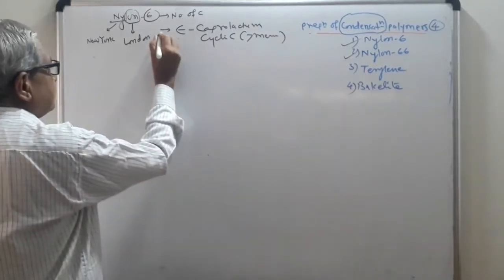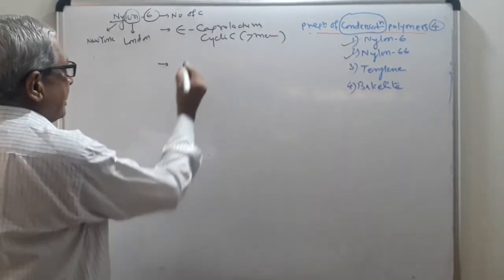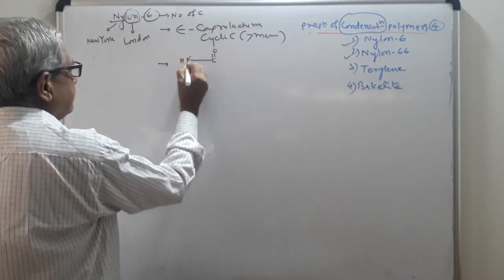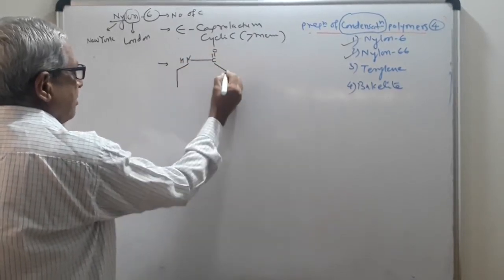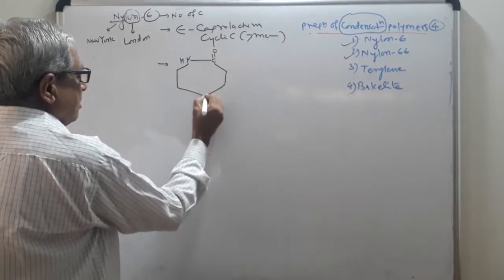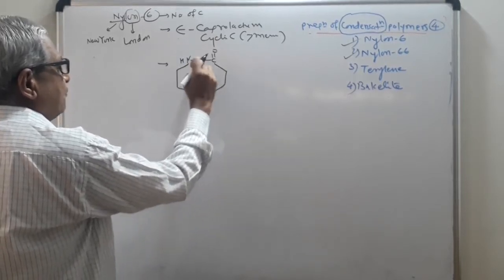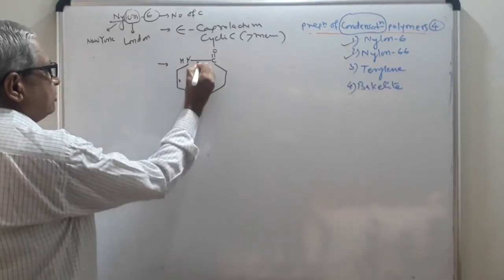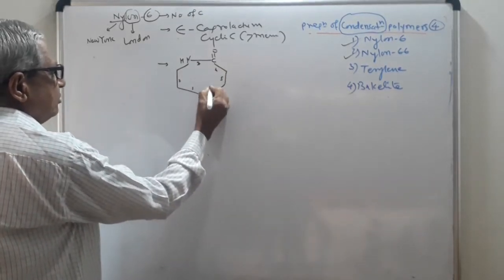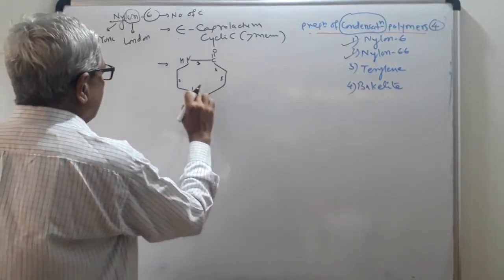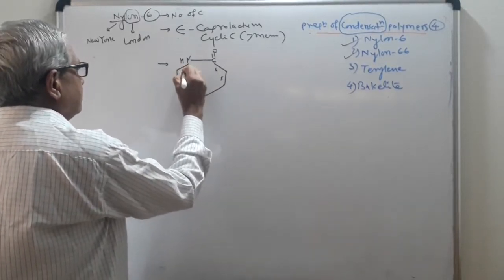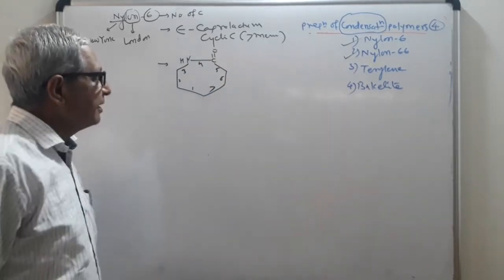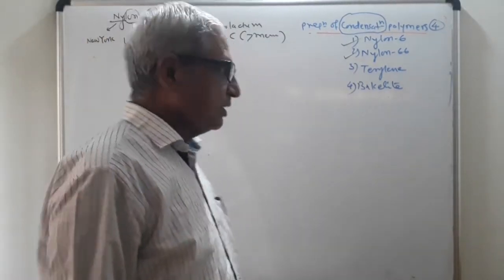And see the structure of the epsilon caprolactam. C double bond O, NH. 1, 2, 3, 4, 5, 6, 7 member ring here. So this is the epsilon caprolactam.